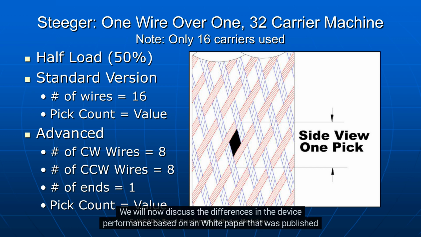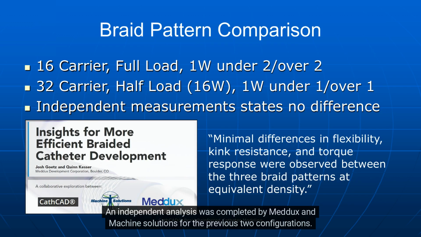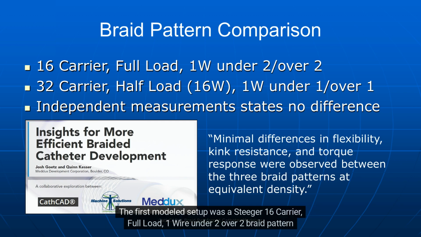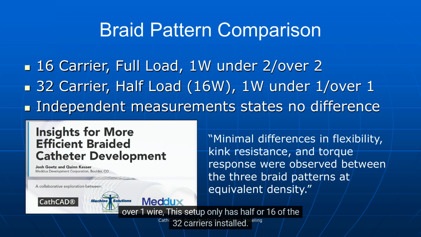We will now discuss the differences in device performance based on a white paper that was published by Medux Development and Machine Solutions. An independent analysis was completed by Medux and Machine Solutions for the previous 2 configurations. The first modeled setup was a Steger 16 carrier full load, 1-wire under 2 over 2 braid pattern. The second modeled setup was a Steger 32 carrier half load configuration, 1-wire under 1 wire, and then over 1 wire. This setup only has half, or 16, of the 32 carriers installed.